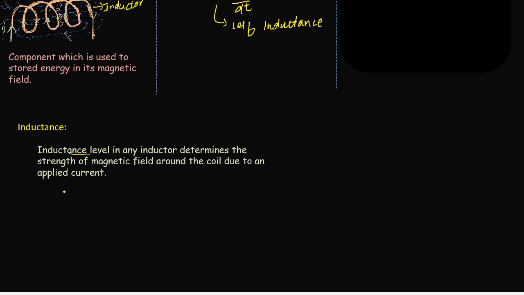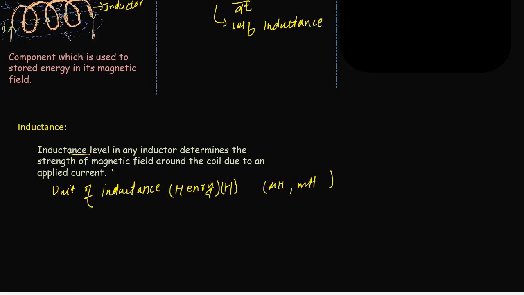And the unit for this inductance level, the unit of inductance, is Henry, which is represented by a capital symbol H. And we also use microhenry, millihenry, etc. to measure the level of inductance of any inductor.